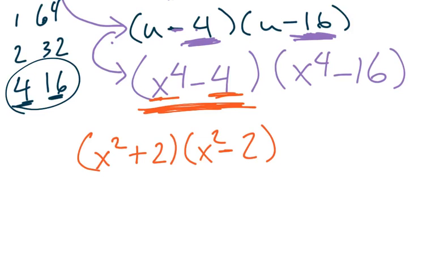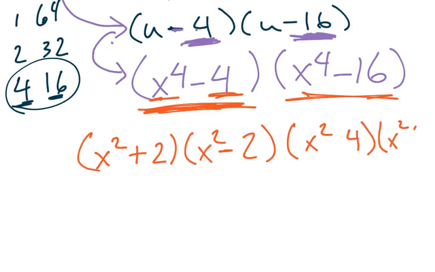We do the same thing on the other side. The square root of x to the fourth is x squared. The square root of 16 is 4. We rewrite it twice, and again, it's plus or minus.